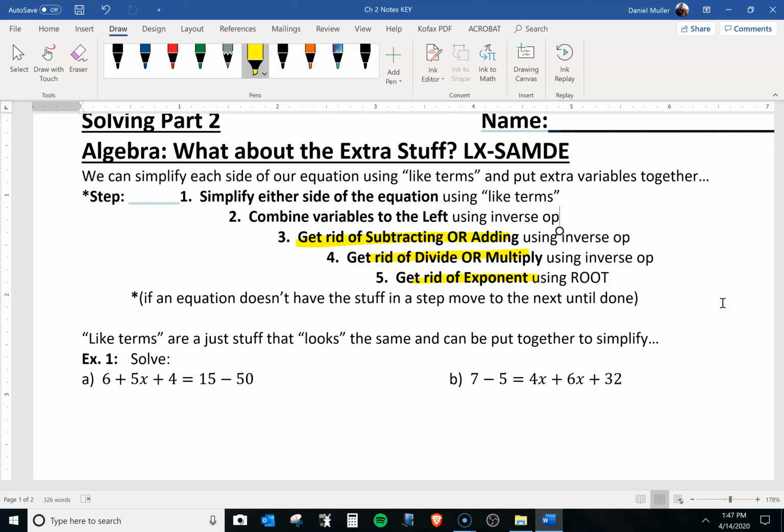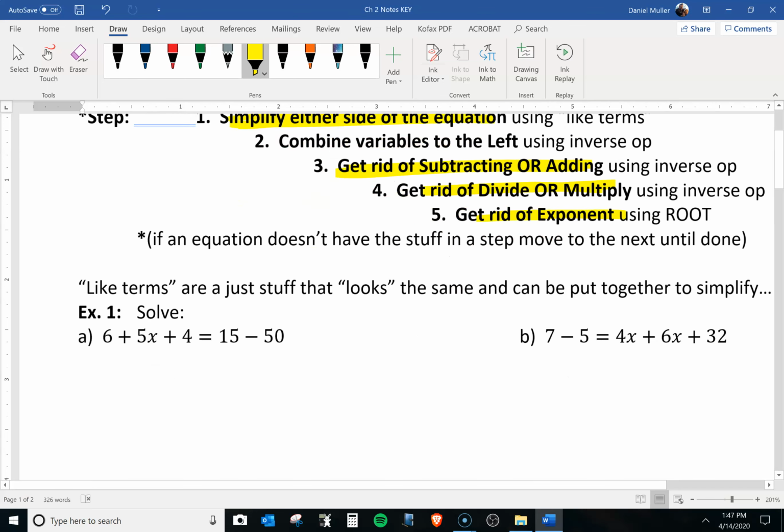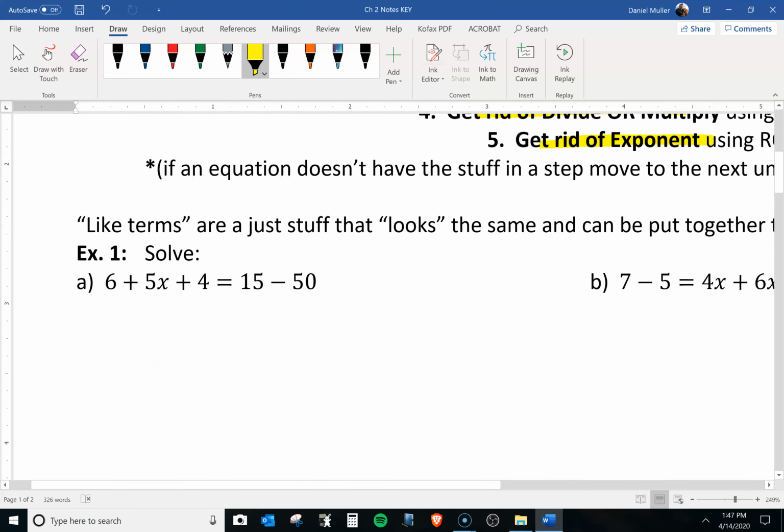What we're going to do first, you don't always have to do this on the left, is simplify either side or both sides of the equation using something called like terms. And we'll learn about that, and I'll actually show that here first in our example 1. So it wants us to solve, and we always need to get the x alone. That's always our goal. But on either side, it looks like both sides, there are some like terms.